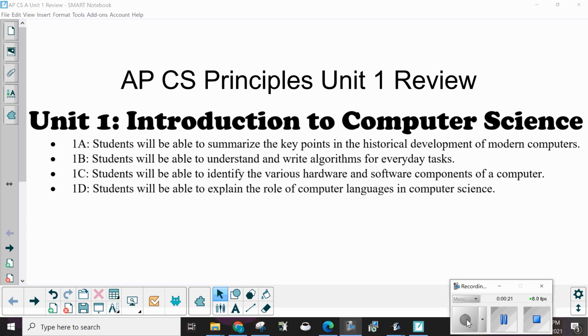In this unit, which was an introduction to computer science, you should be able to summarize the key points in the historical development of modern computers, be able to understand and write algorithms for everyday tasks. You should be able to identify the various hardware and software components of a computer, and you should be able to explain the role of computer languages in computer science.